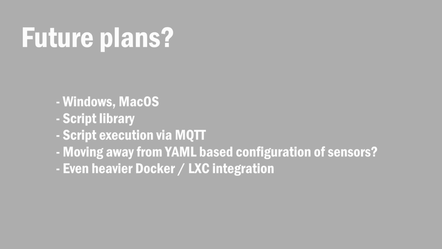You can also move those scripts and remove them temporarily much easier if the configuration is in a separate file. Anyway, the last bigger chunk of work I'm planning for the future is even heavier Docker or LXC integration. Basically, the idea is that Sensible should be able to tell you a lot of information about the container it is running in without you having to implement your own sensors. This can be done via pre-provided or pre-written scripts, part of the script library, or internal sensors. I'm not sure, but the idea is there.